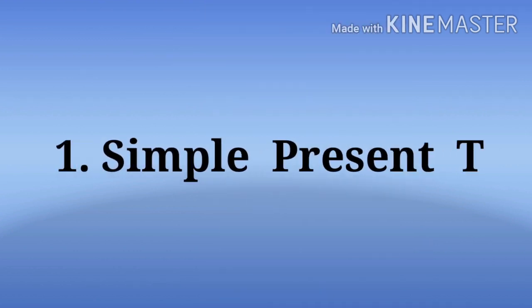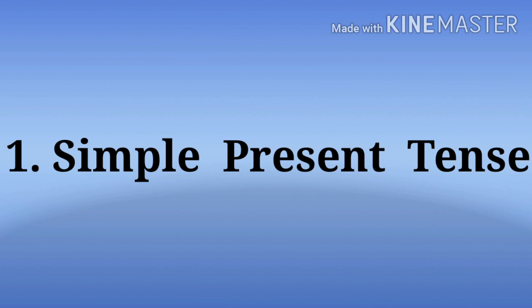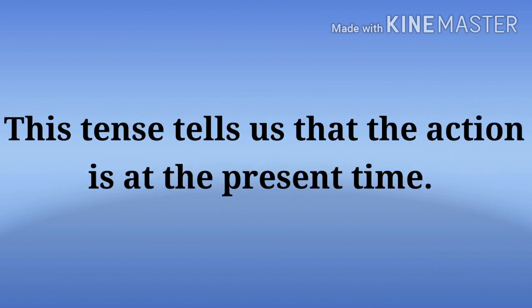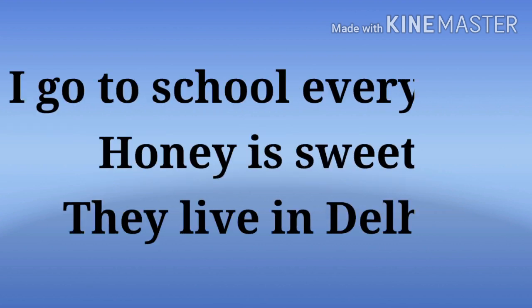Okay, children, with this knowledge, let us start present tense form. First is simple present tense. This tense tells us that the action is at the present time. I go to school every day. Honey is sweet. They live in Delhi. All these sentences are in simple present tense.